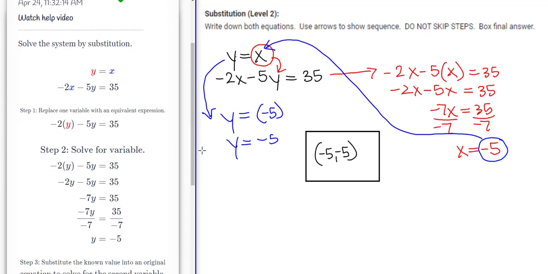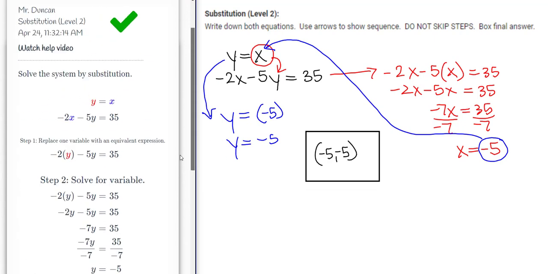And so notice they did the same. Oh no, they actually went and put y in for x, but it doesn't matter. So they had y equals negative 5, which we knew, and then they substituted. So same answer, he took a different approach.